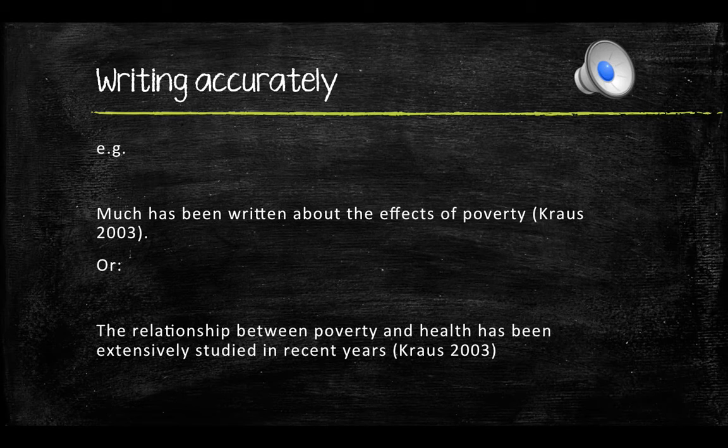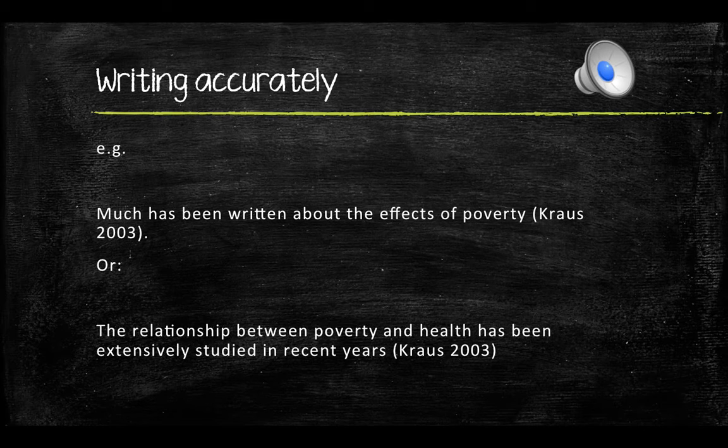So you need to make the judgment as to the amount of information given to provide an accurate impression of the original, and to paraphrase it in such a way as not to mislead or misrepresent the work. In other words, just be quite obvious and quite clear about what you're trying to say. So instead of saying much has been written about the effects of poverty, Krauss 2003, you could write Krauss 2003 has widely written about the effects of poverty.